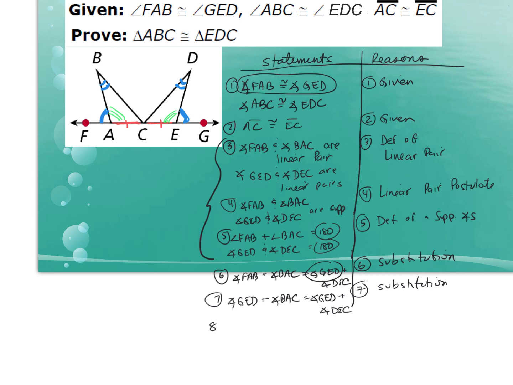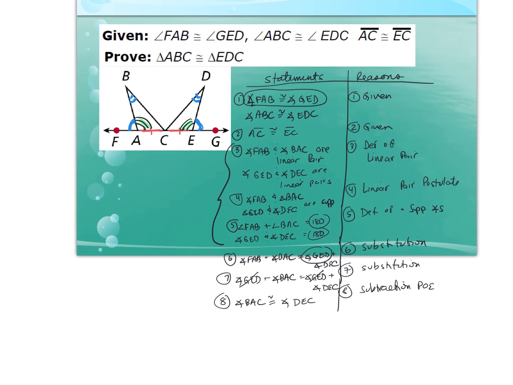And then notice what I can do here. Since angle GED is on both sides, I can subtract it out, and I can say that angle BAC is congruent or equal to angle DEC. And that would be the subtraction property of equality. Because I'm subtracting that out, I'm now left with BAC equaling DEC. Notice BAC equals DEC.